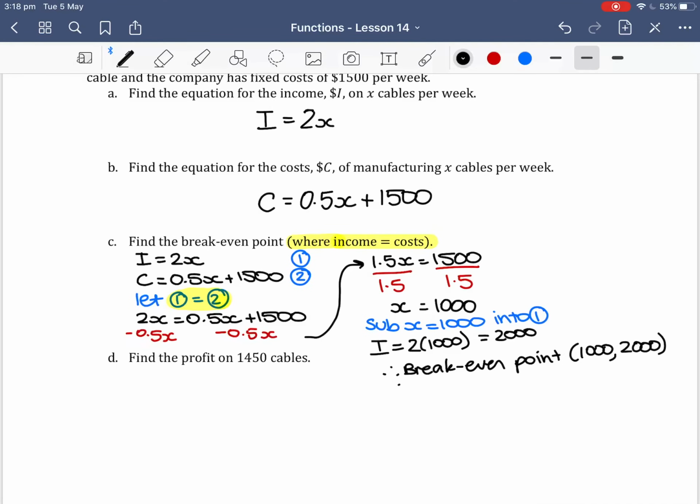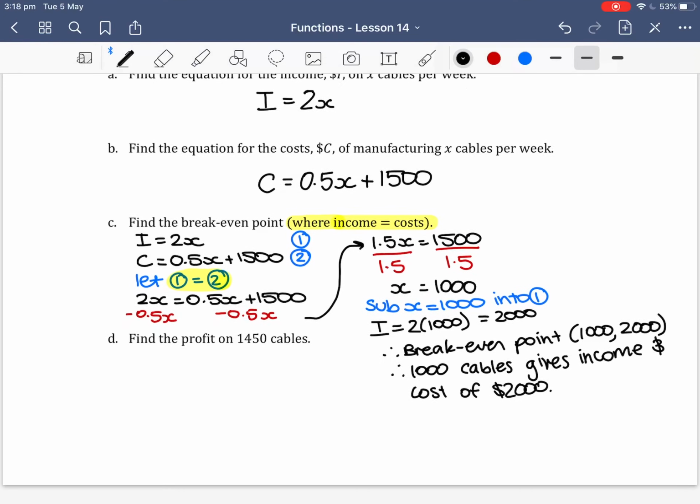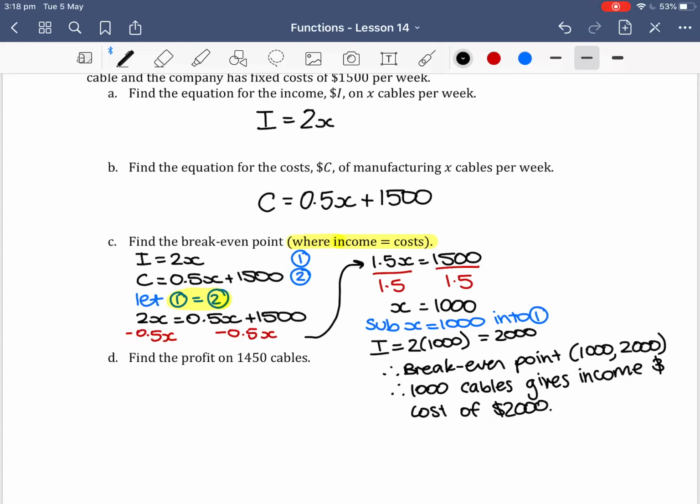Okay, so therefore 1,000 cables gives income and cost of $2,000. Meaning that they're not making a profit and they're not making a loss.